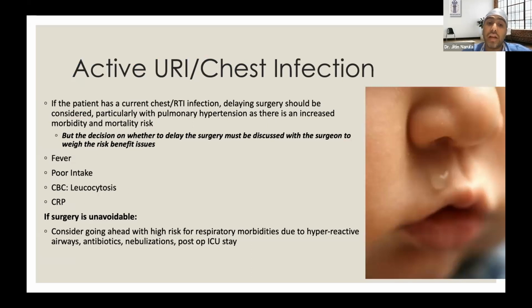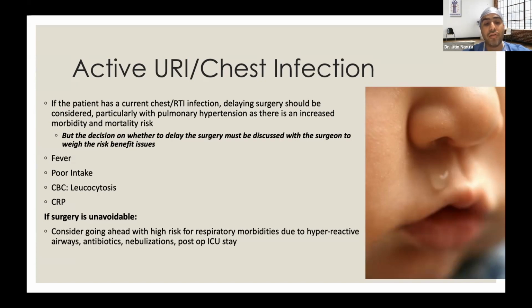But the decision to delay the surgery must be discussed with the surgeon to weigh the risk versus benefit. We must also have a thorough history of presence of fever, poor intake, CBC, leukocytosis, and CRP, and all these things can indicate the presence of an active infection, and all these things must be done before cancelling or postponing a case.